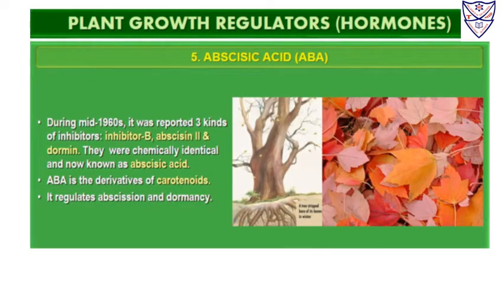During the mid-1960s, it was reported that three kinds of inhibitors, inhibitor B, abscission II, and dormin, were found in plants. They were chemically identical, and now we call them abscisic acid. So ABA, or abscisic acid, is a derivative of carotenoids. It regulates abscission and dormancy. So let us study their functions.